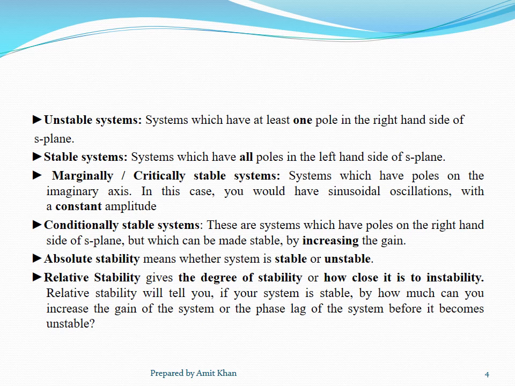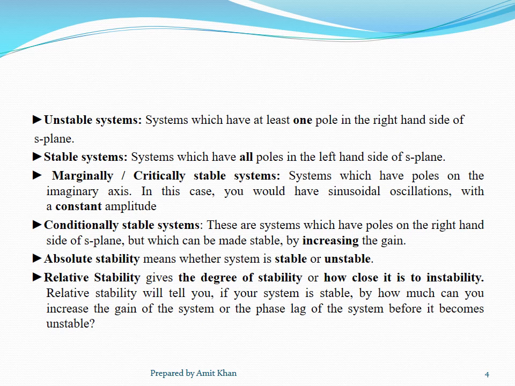Now what is an unstable system? Systems which have at least one pole in the right hand side of the S-plane are called unstable systems. And what is a stable system? Systems which have all poles in the left hand side of the S-plane are called stable systems. Marginally stable systems are systems which have poles on the imaginary axis of the S-plane.